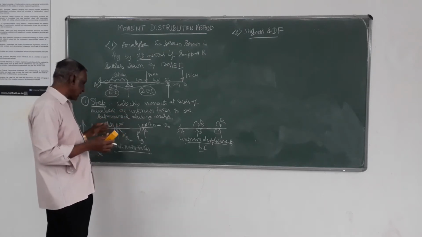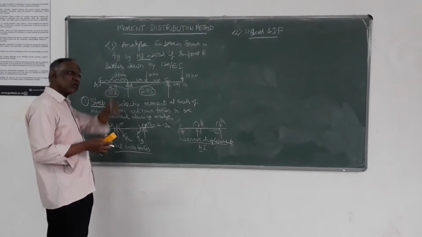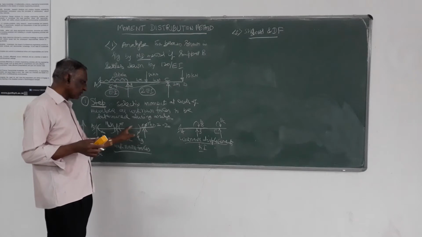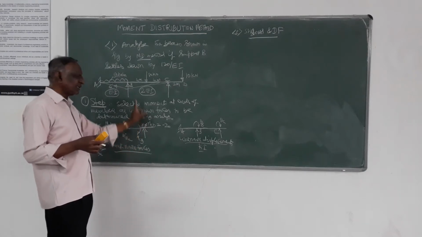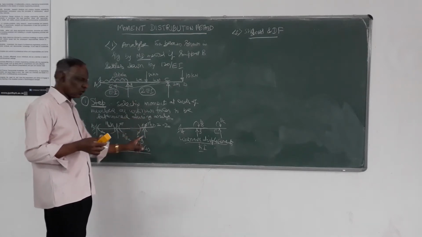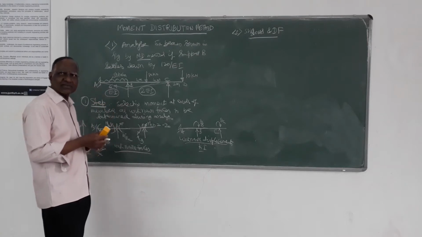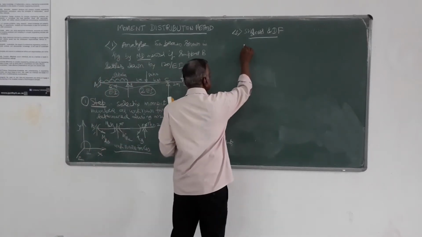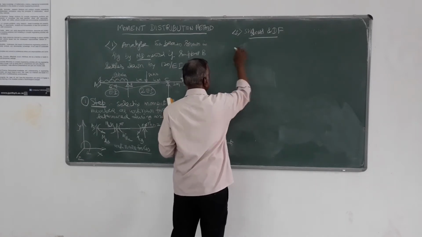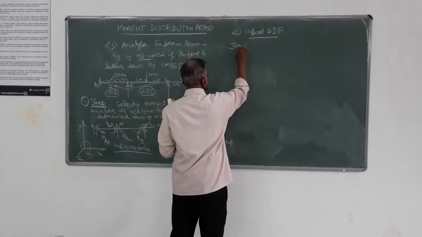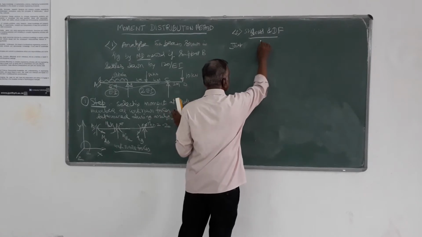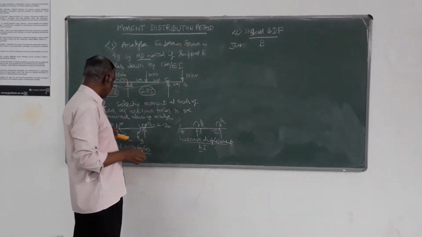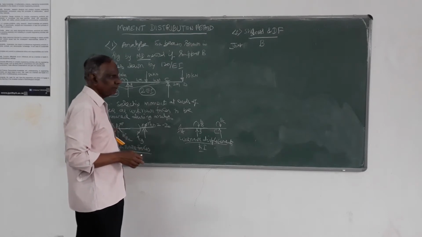If one member is there, if that end is fixed, you take distribution factor as 0. If only one member is there, and if that end is simply supported, hinge or roller, you take distribution factor as 1. Remembering that, you have to determine the distribution factor only at the continuous joints. The continuous joint is only B.